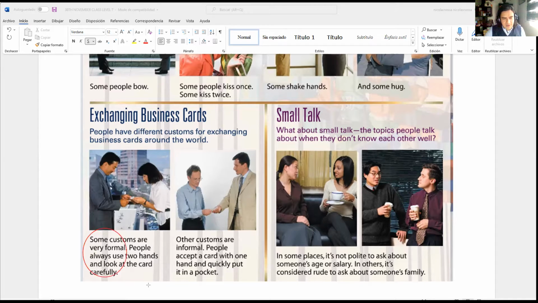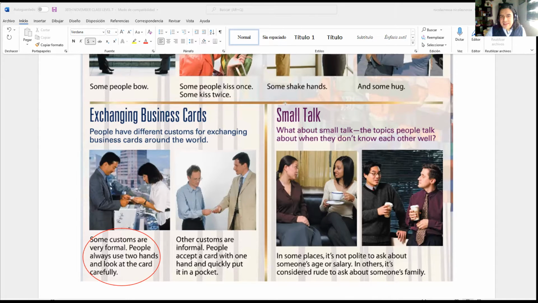Entonces, cuando recibían la tarjeta de presentación, people used two hands and looked at the card carefully. ¿Ya? La miraba así, okay, thank you. For example, it is rude or not very good if you take the card, say okay, thank you, and put it in your pocket. It's better to check the card and then put it in your pocket. Okay, that is the correct way, formal.